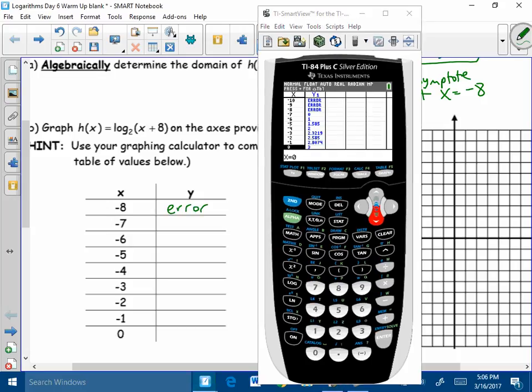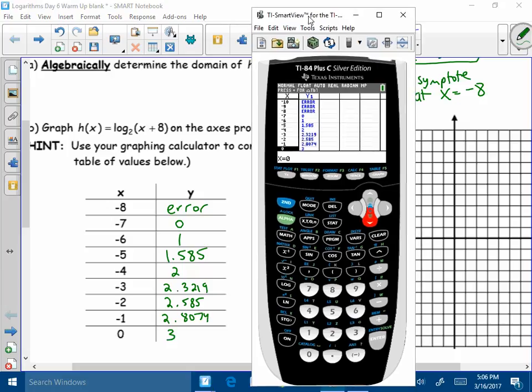Error there, negative 7, 0, negative 6, 1, 1.585. Negative 4 goes with 2. And I've got 2.3219, 2.585, 2.8074, and then when x is 0, the y value is 3.